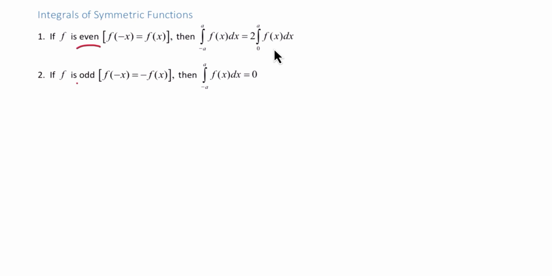And if f is an odd function, that is, if f of negative x equals negative f of x, then the integral from negative a to positive a of f of x dx is simply 0.